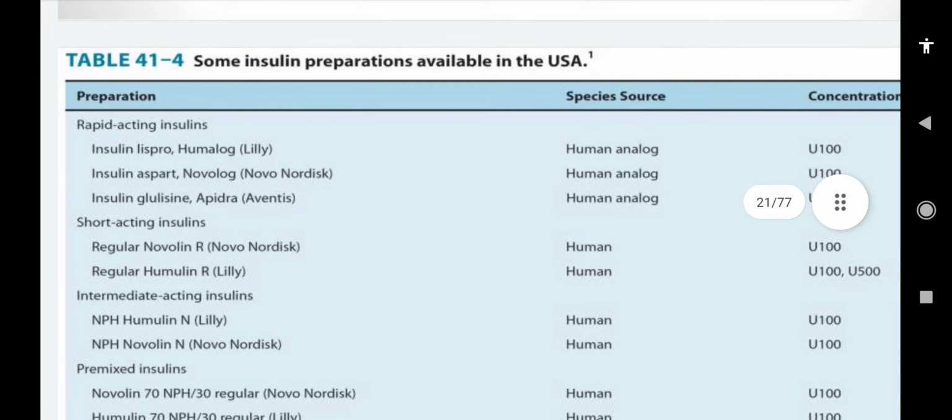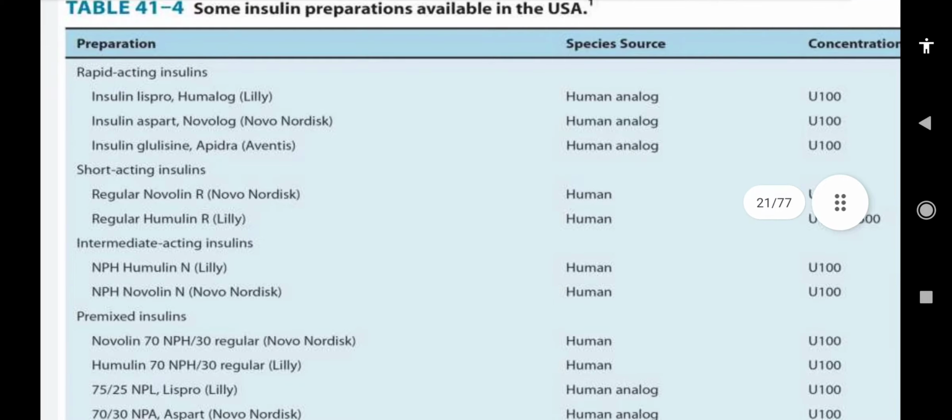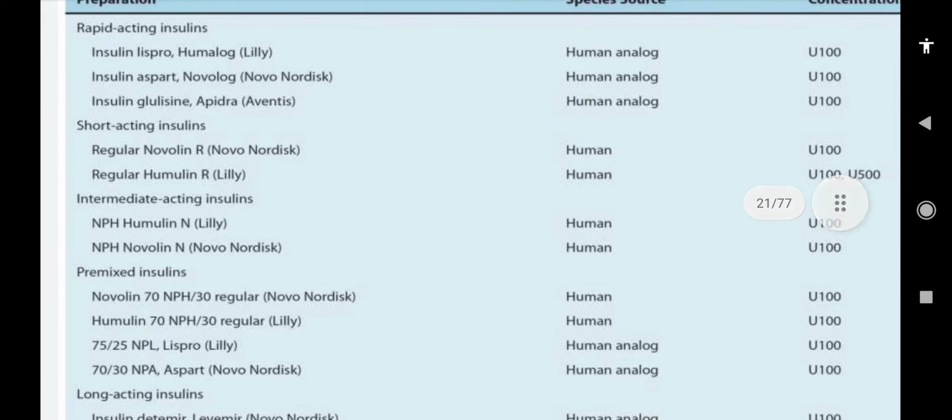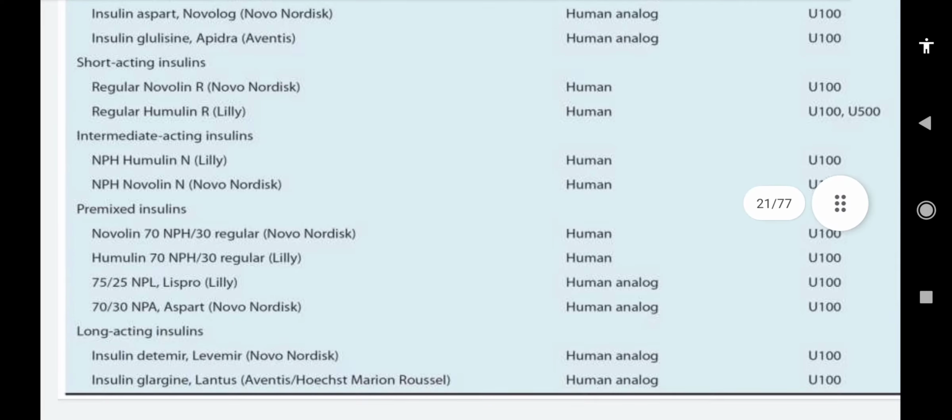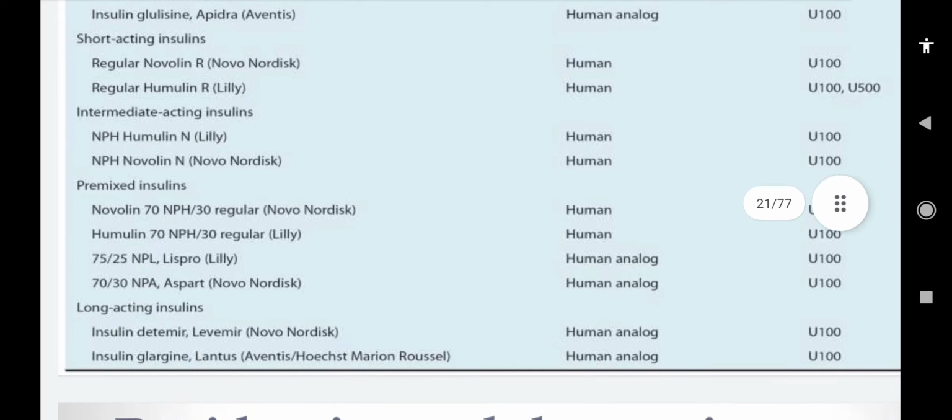Some insulin preparations available in the USA. These are the insulin preparations. Some of these are also present in Pakistan, like the Novo Nordisk, Novolin, NPH 70/30, Himalayan, long-acting insulin, detemir, and etc.